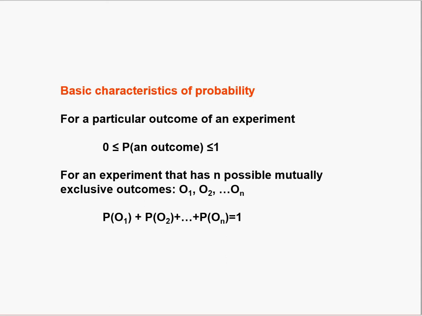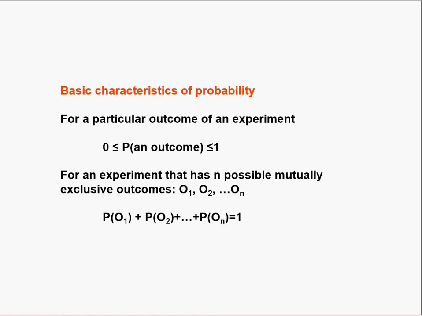Basic characteristics of a probability. For a particular outcome of an experiment, probability is bound between 0 and 1. You cannot have a probability that is negative. You cannot have a probability that is over 100%. It's bound between 0 and 100%, which is 1. Also, for an experiment that has different possible mutually exclusive outcomes, 1 through n, the probability for different outcomes will add up to 100%.